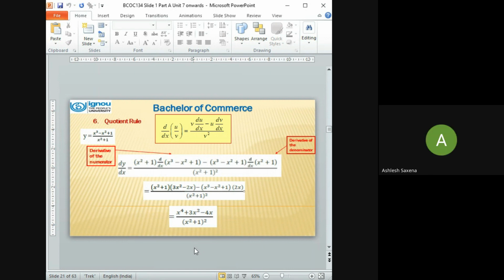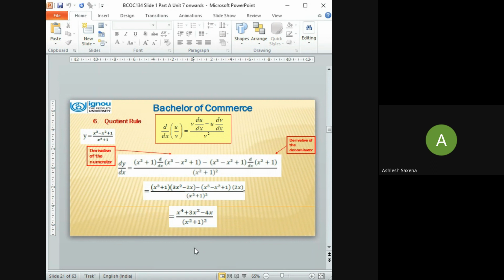I will be telling this today, and with this, I will be stopping. And I will request every one of you to start reading ahead of this. I will be telling you the quotient rule, one of a somewhat difficult part.